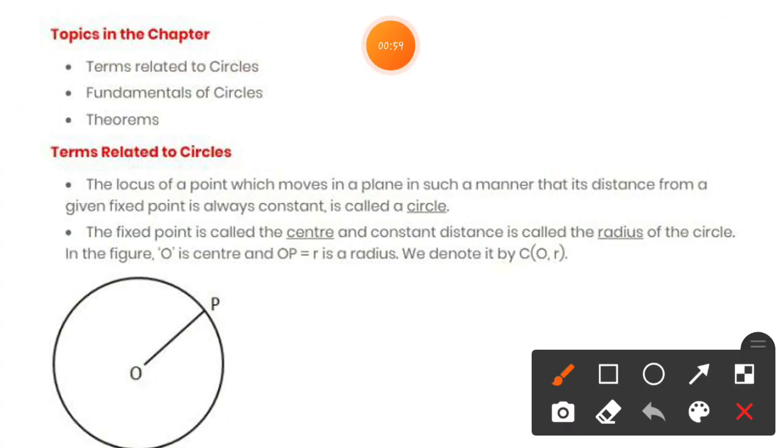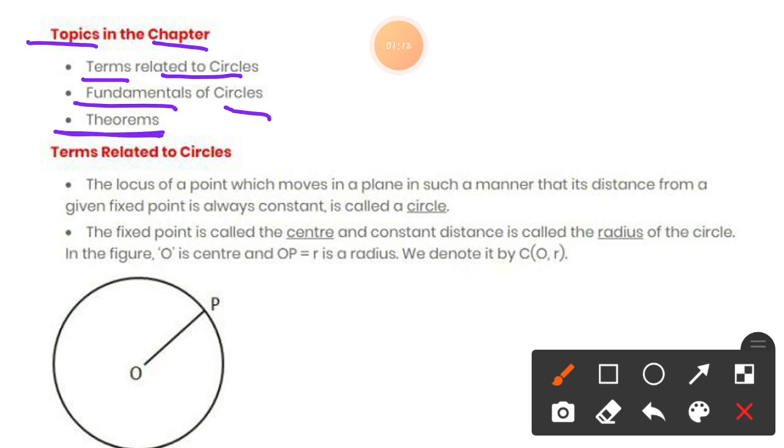First of all, let's see which topics we will cover in this chapter. The first topic is terms related to circles, then fundamentals of circles, and in the last we will discuss the theorems. In today's session we discuss all these three things, and in the next lecture we will discuss the questions or examples related to them from an exam point of view. Correct? So let's start with the terms related to circles.